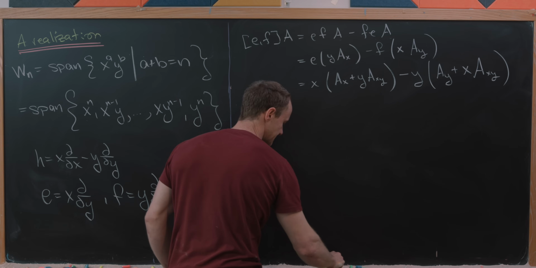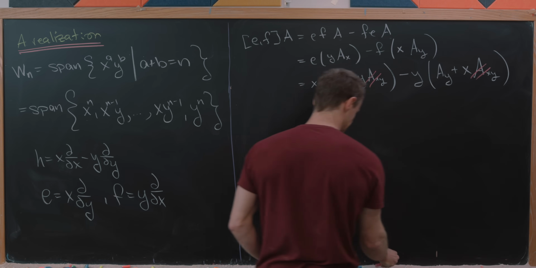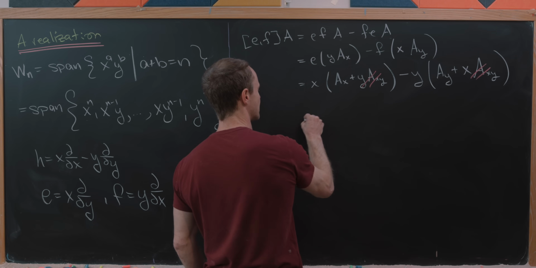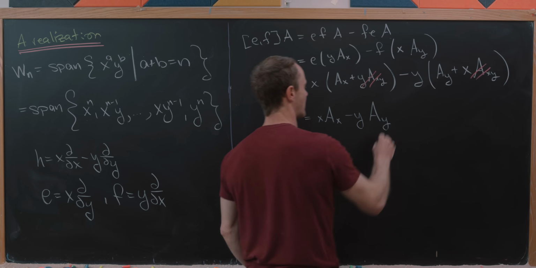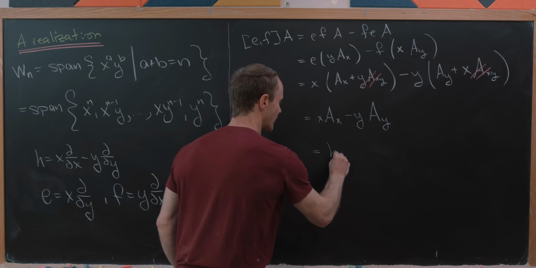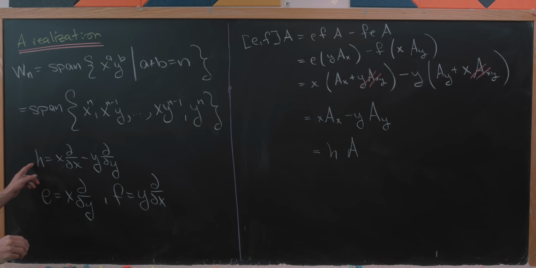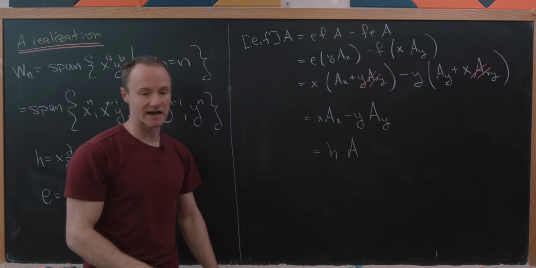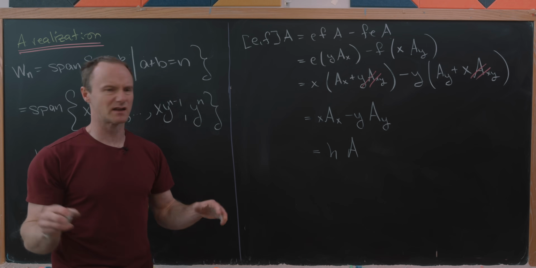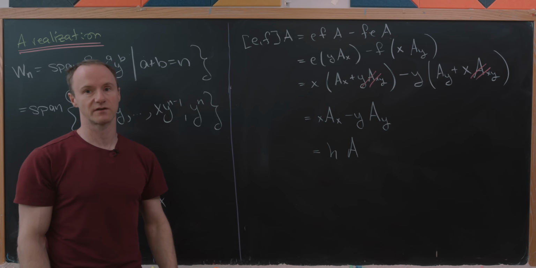But notice that we've got some terms that repeat and thus cancel. This will cancel with this. And in the end, we're going to be left with x, and then the partial of a with respect to x minus y, and the partial of a with respect to y. In other words, that's just h acting on a, because h is exactly that kind of action here. Okay, so this ef a being the same thing as h a is exactly the kind of thing that you need to check that this is a representation in the first place.